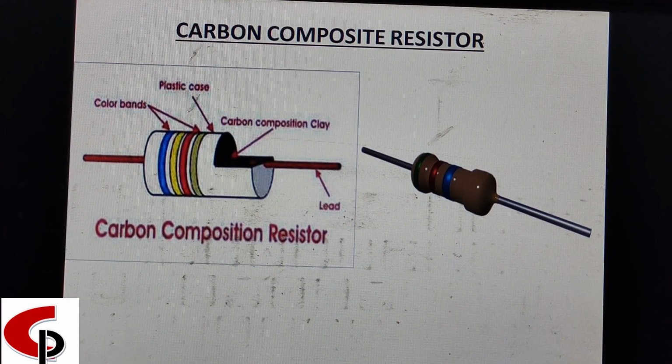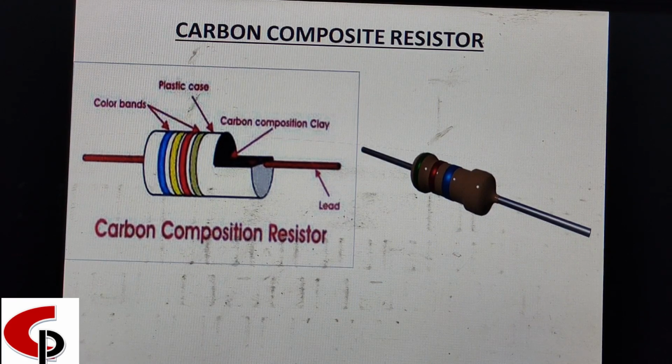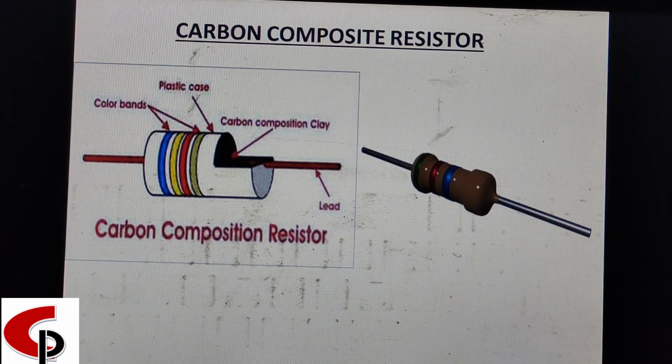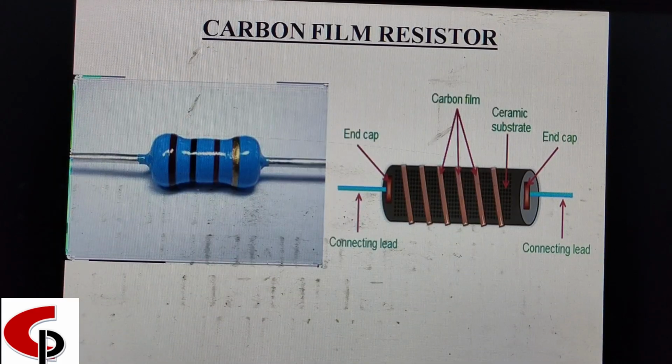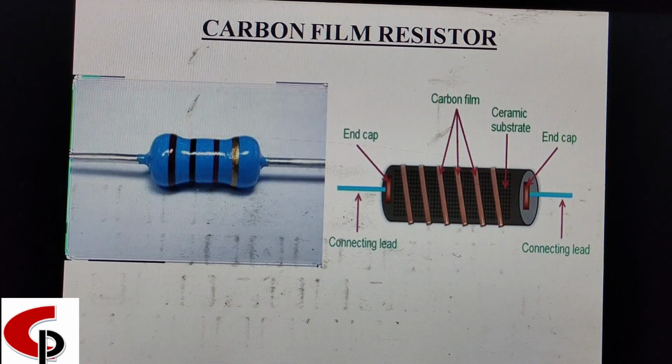Then what are the applications of the carbon composition resistor? Remember, there are various applications of the carbon composition resistor. That is, it is applied in current limiting, protection of circuits, high voltage power supplies, welding controls, and the carbon composition resistors are used in high frequency applications. Then come to the carbon film resistor.